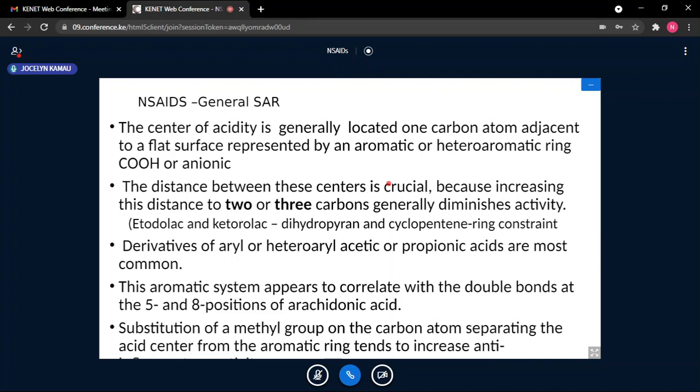But by now, please start mastering the classification. We did mention about 6 classes. Master them. What are the differences between these compounds, and what are the similarities? What is the similarity between ibuprofen and indomethacin?